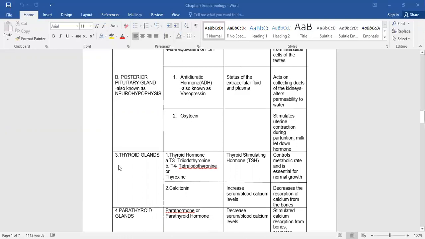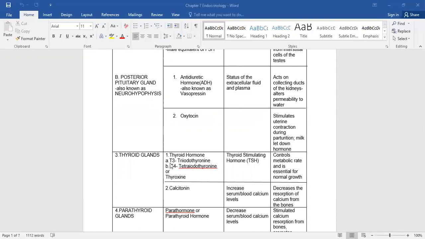Now we go to the thyroid gland. So we're starting from the head going towards the caudal. So from cranial to caudal. So the thyroid glands are located near the thyrohyoid bone of the hyoid apparatus. And it produces actually 3 hormones. 2 of them are actually thyroid hormone and 1 is calcitonin, which I have mentioned.